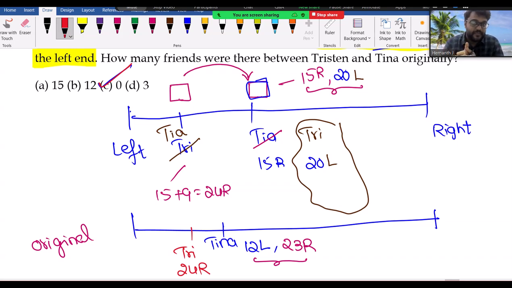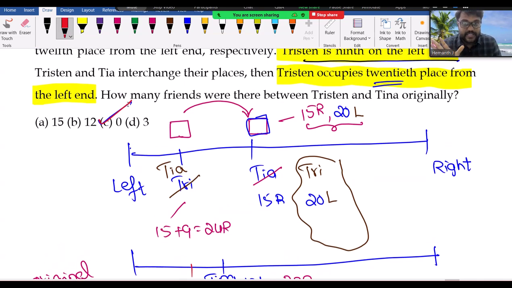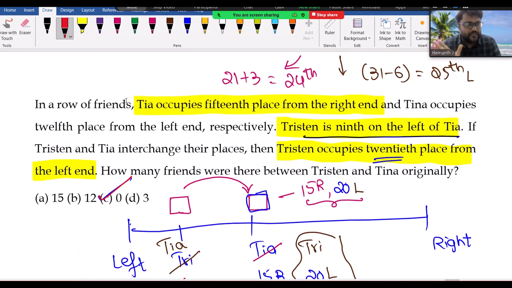Typical question. If questions are repeating, instead of Tristan and Tina they may use some other terminologies. That's the update they are doing. They may change the names, instead of Tristan and Tina they may say A, B, C, but the numericals they're not changing. But see, this typical question, we're taking a lot of time.